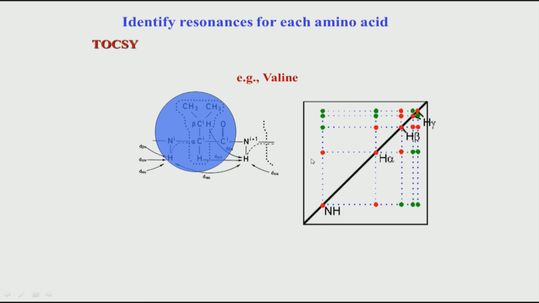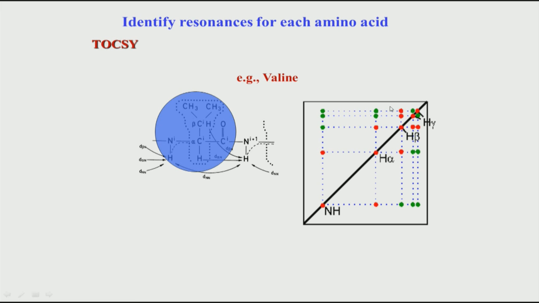Remember, this is a 3 bond J coupling, as shown by this arrow here, and from this proton H alpha you see correlation to the neighboring side chain aliphatic spin system. So, to beta, to gamma 1, gamma 2. Now, which gamma is which proton we do not know, so we cannot distinguish that just by TOCSY. So, we will just arbitrarily call one gamma as gamma 1 and another gamma as gamma 2.